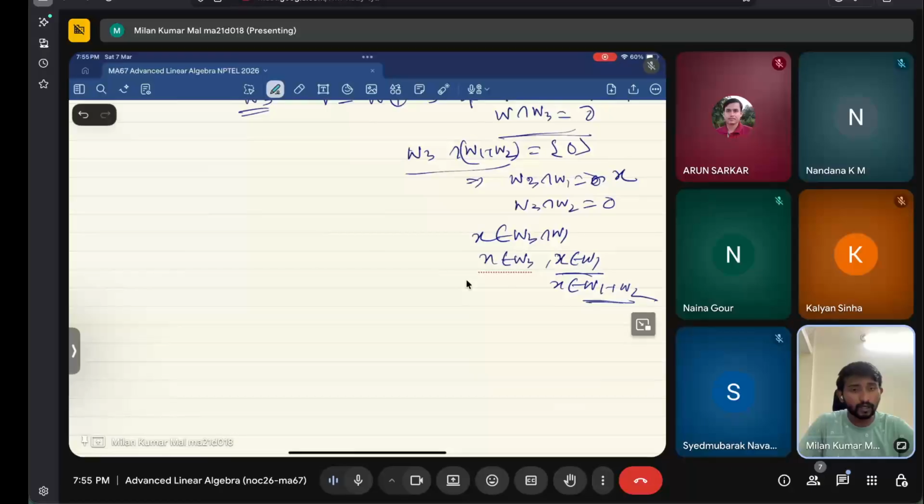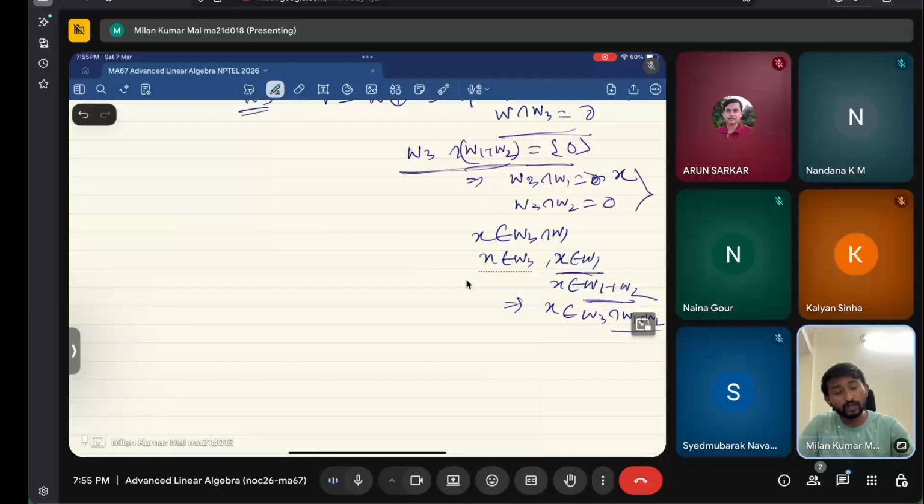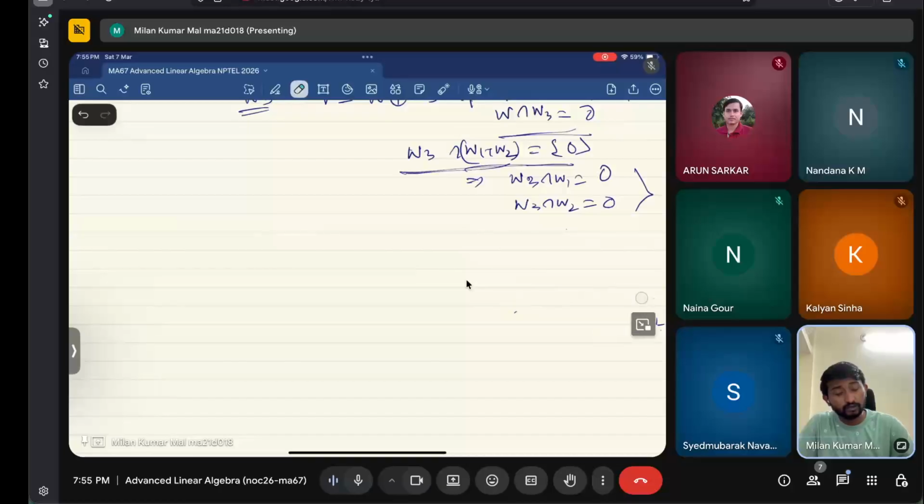And by default you can choose the element from W2 as 0. So that says that X should be in W3 intersection (W1 plus W2). So that will contradict the given fact. So that's why if you have this, then you will automatically get these two, and there will not be any 0 element. Okay, so this is why the fourth option is the correct option.